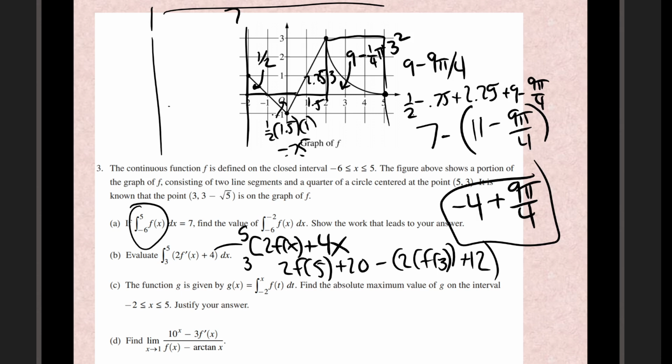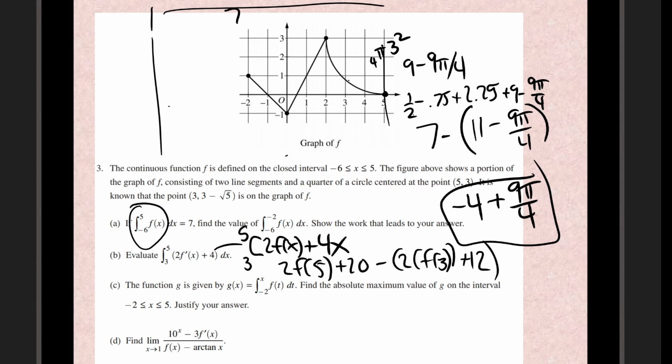I need to erase some of my graphs so I can actually see what's going on here. Okay, so f of 3 is harder to find. I'm actually going to have to find this value, which is a little bit of a pain.